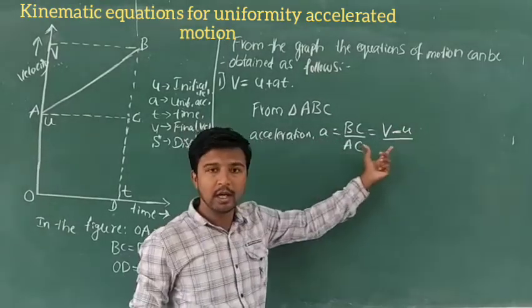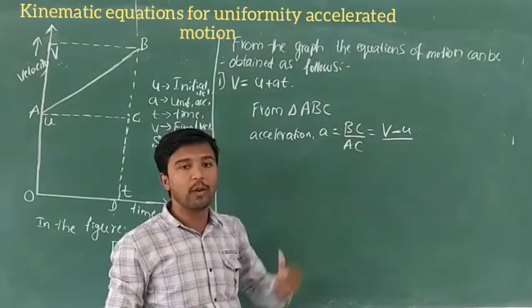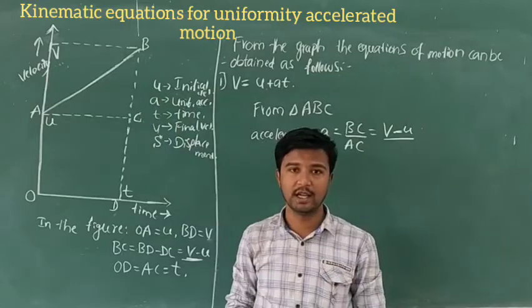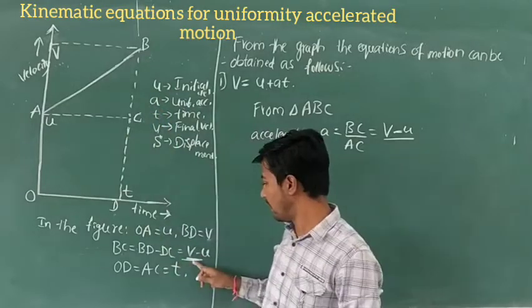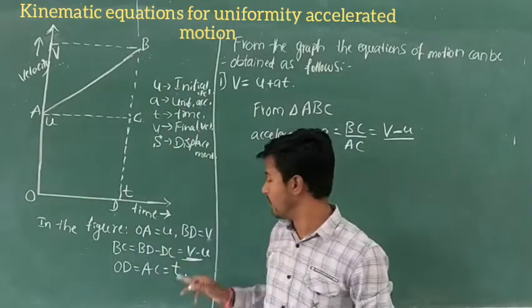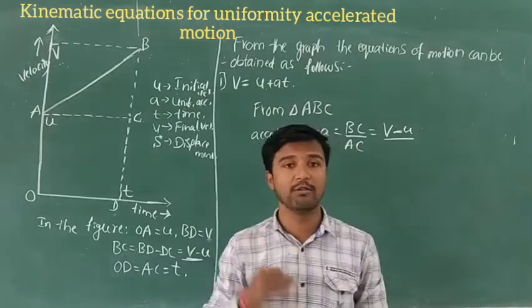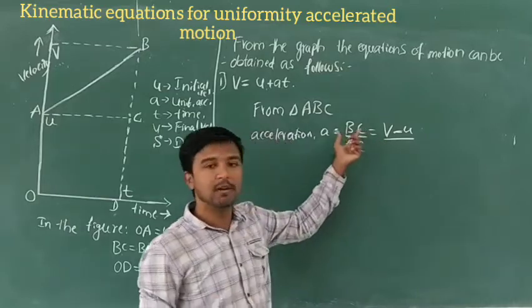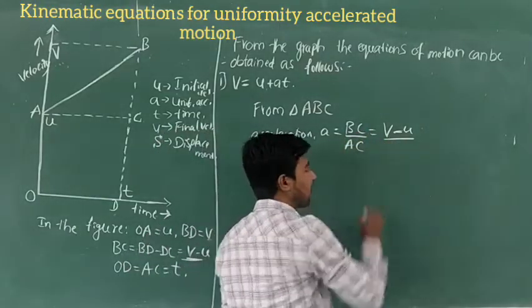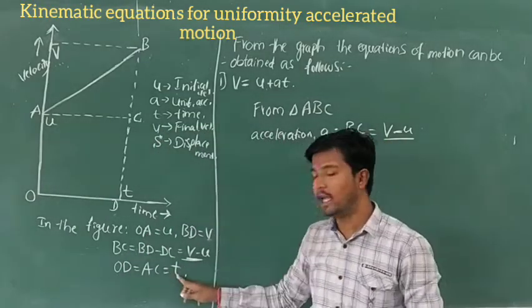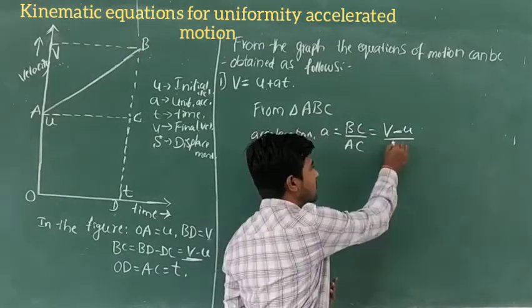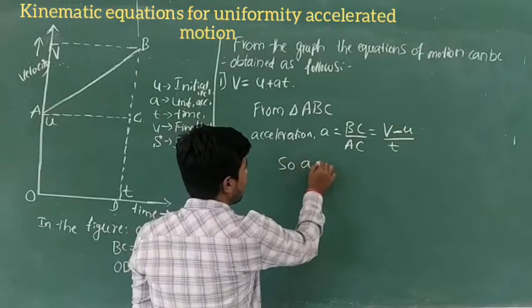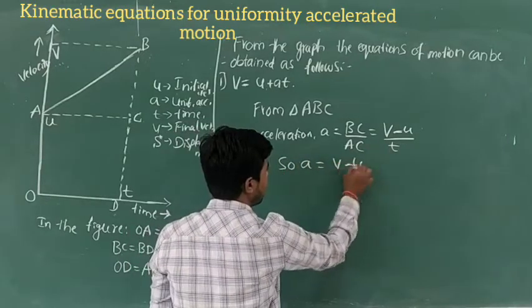Clear, understood? BC value means the change in velocity at this point, so we take it as V minus U. V means the final velocity. U means the initial velocity. That is BC. And AC means the time interval, T. So A equals V minus U divided by T.